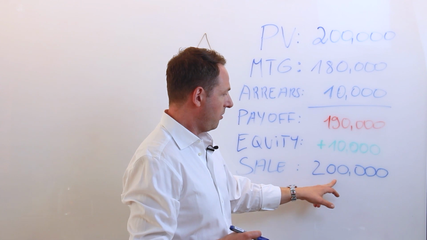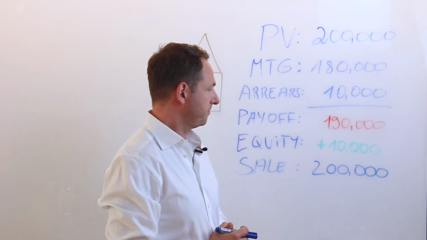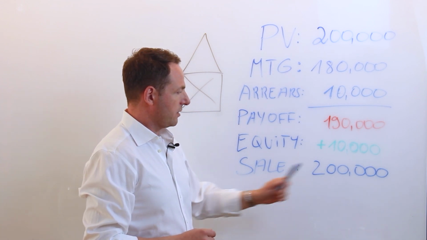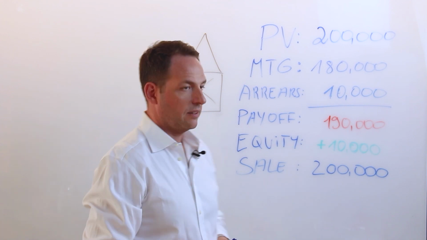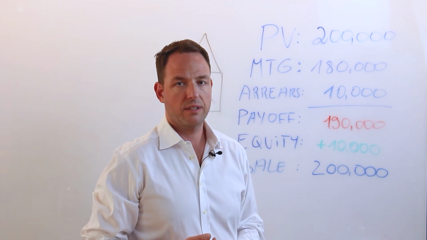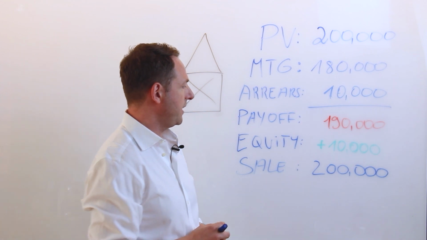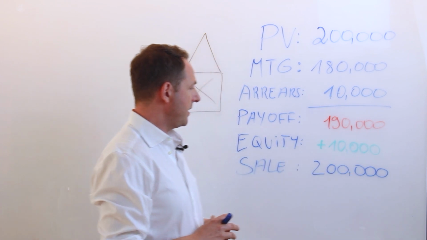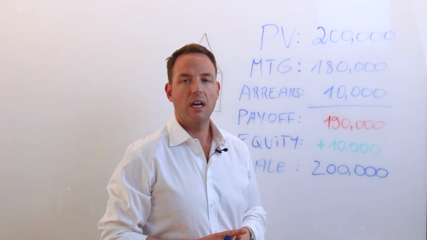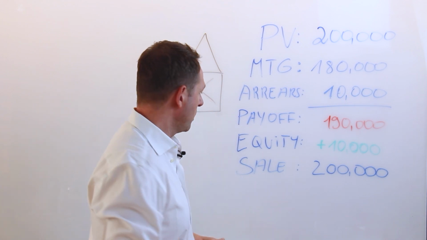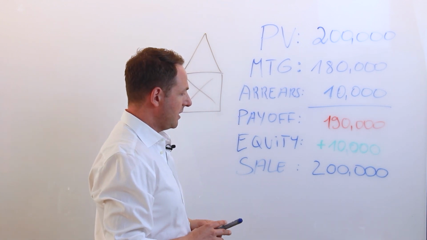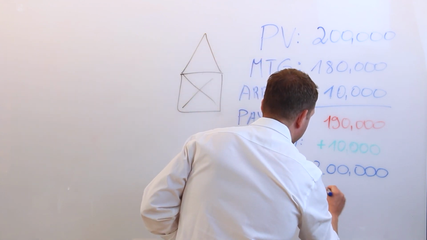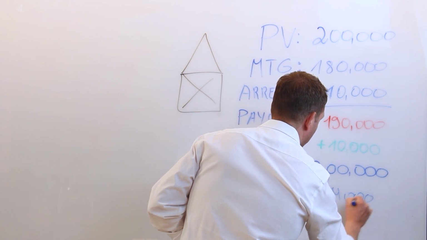Great. Now, the issue with this is, if you put a property on the market for $200,000, by the time that realtor, closing costs, title insurance, and all the other fees are paid for, these $200,000 actually end up being approximately 8% less. So the $200,000 net actually ends up being $184,000.